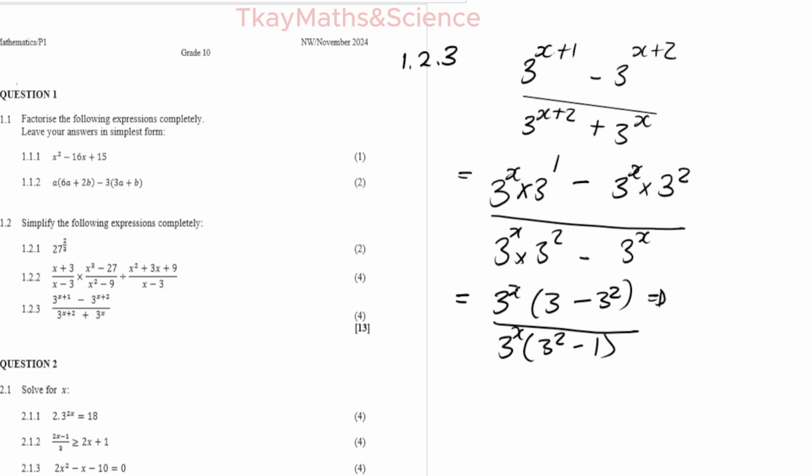Then we go to 3 minus 3 squared, which is 9, all over 3 squared, which is 9, minus 1. So our answer is minus 6 all over 8. All right, so there you go. Then you can get your 4 marks. Okay, so let's go on to the next one.